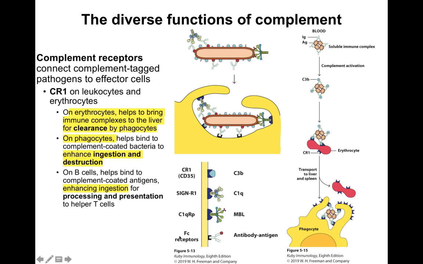The other one that I want you to know that can do that and act as an opsonin as well is the Fc receptor. An Fc receptor binds to an antibody bound to an antigen, and that can enhance phagocytosis as well.